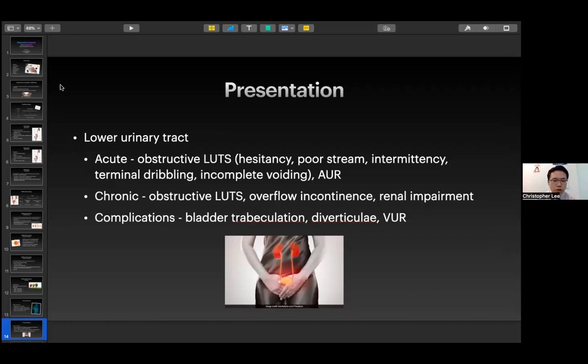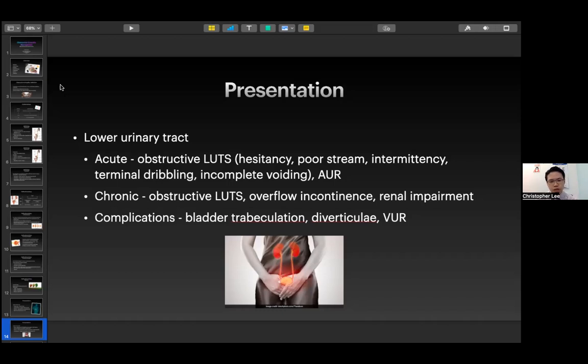In the worst case scenario, the patient will come in with acute urinary retention. If the cause of the obstruction is a chronic cause, for example, an enlarged prostate or maybe a bladder tumor, the patient will also have the same obstructive lower urinary tract symptoms. And on top of that, the patient may have overflow incontinence, which is a leaking of urine from a very full bladder. And the patient will also probably come with renal impairment to a certain degree.